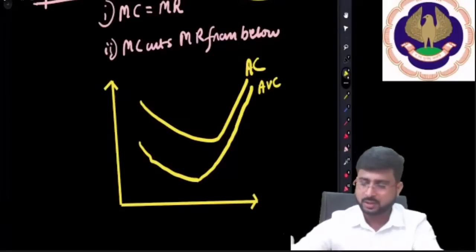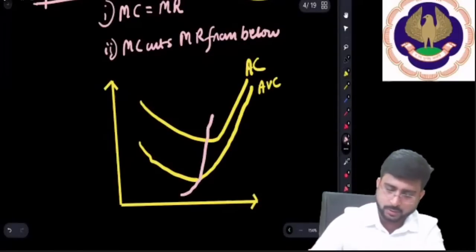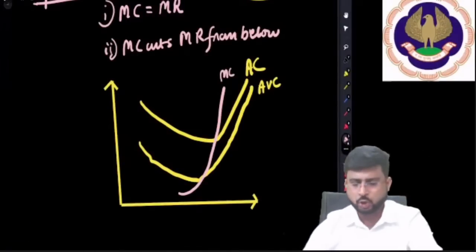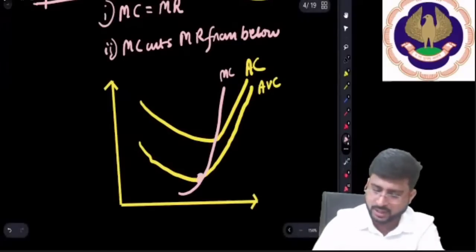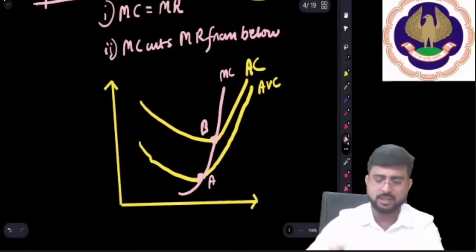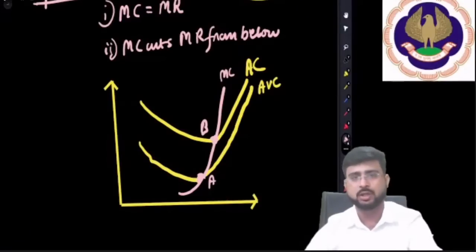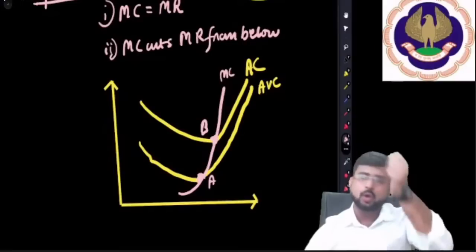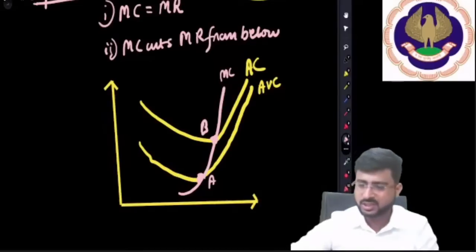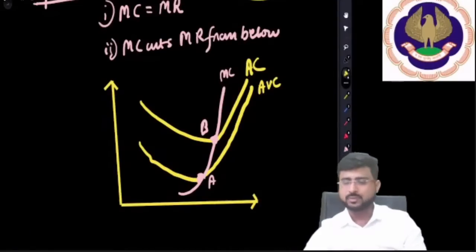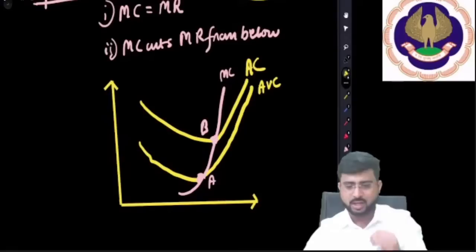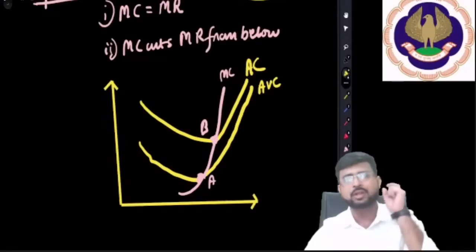Now what happens is, suppose this is marginal cost. So the marginal cost curve cuts the AVC and AC from below. You all know this. I am quite sure you people are supremely intelligent. So point A, point B. Okay. Now guys, have a look here. When MC is cutting AVC and AC from below, what is happening?